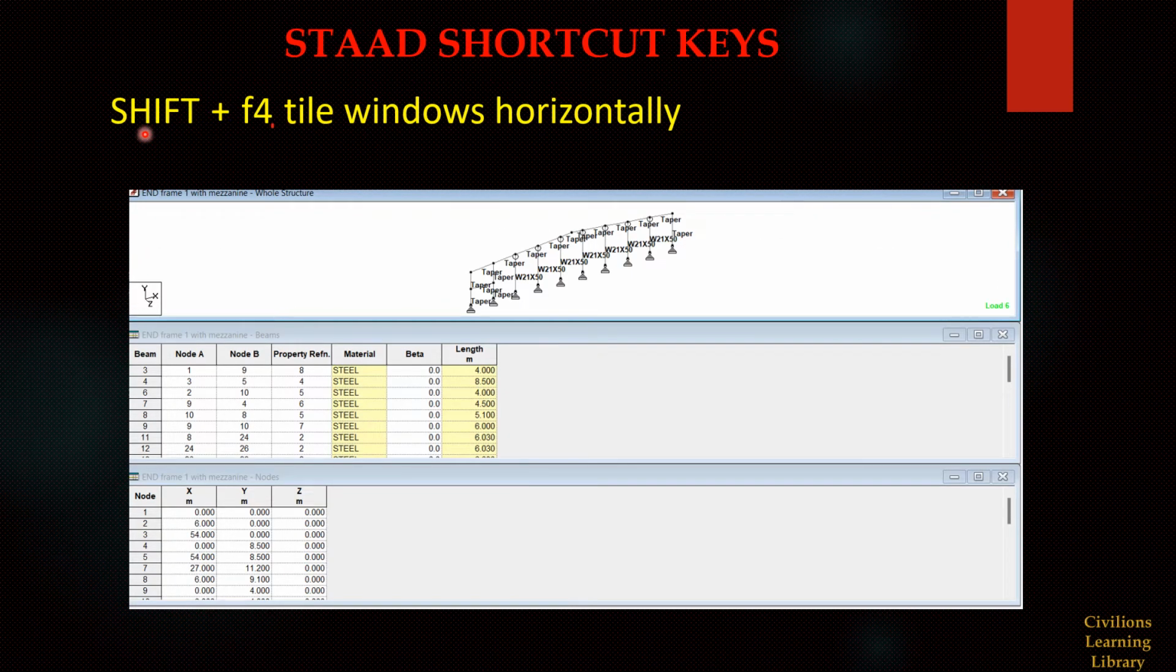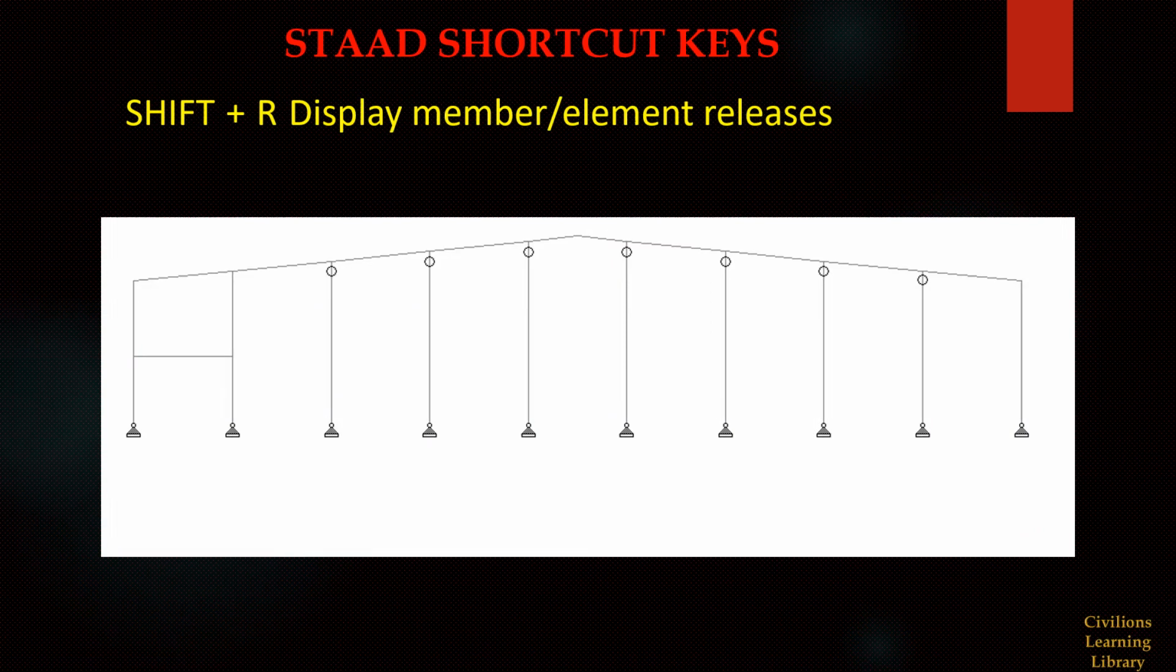Then Shift plus F4 is used to tile the windows horizontally. You can see the example of the images here. Then Shift plus R is used to display the member releases or element releases. You can see the releases here.